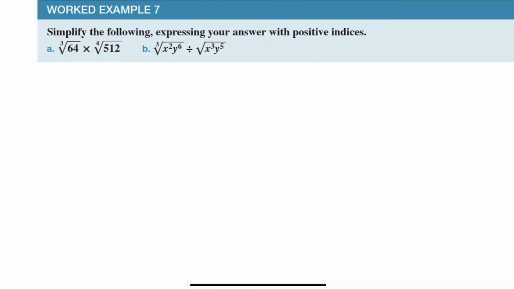Simplify the following, expressing your answer with positive indices. So indices is exponents. So what I'm going to do is I'm going to take 64, and I know 64 is 2 to the power 6. And I can write the cube root as to the power a third.